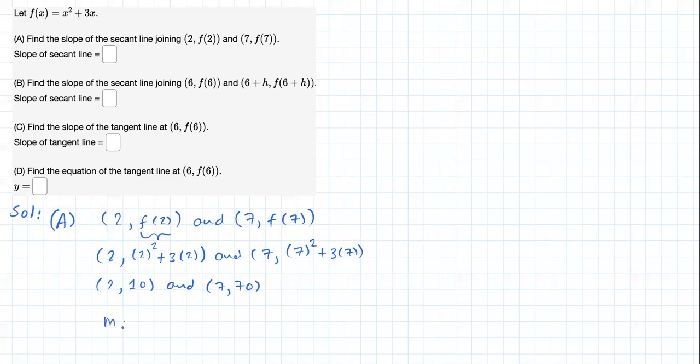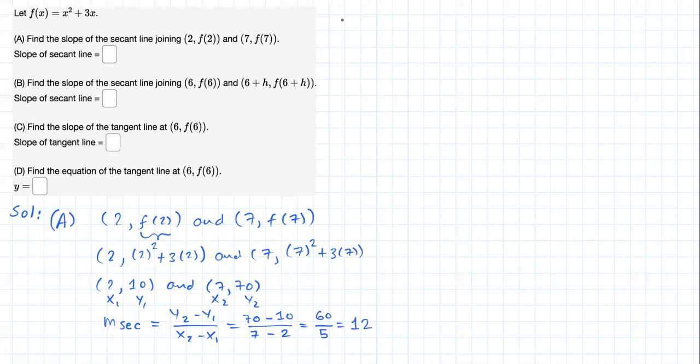Now let's calculate the slope applying this formula. Difference of the output values on the top, difference of the input values on the bottom. X1, Y1, X2, Y2, right? So this is going to be 70 minus 10 over 7 minus 2. 70 minus 10 is 60. 7 minus 2 is 5. 60 divided by 5 is just 12. And this should be the answer for part A.